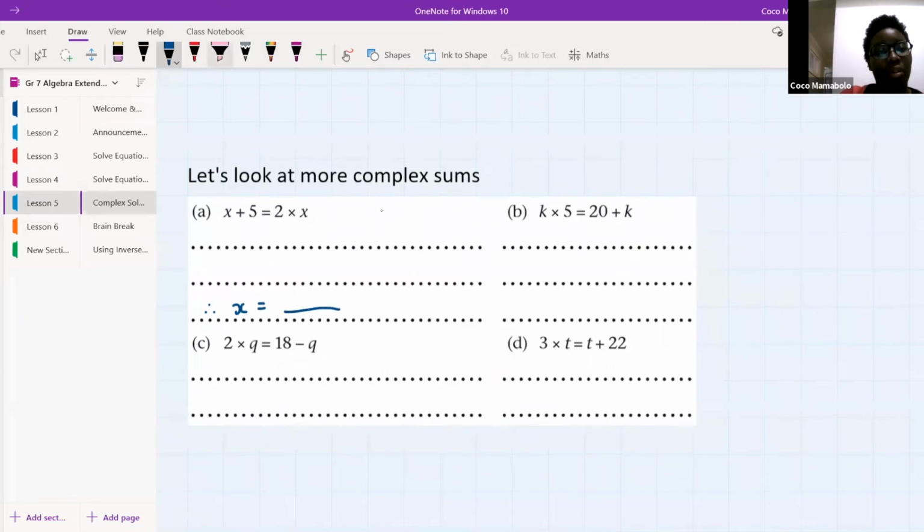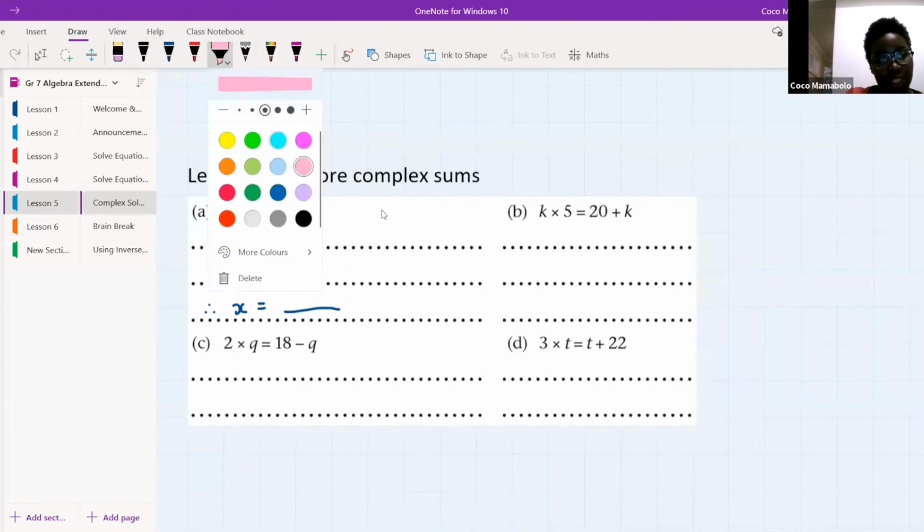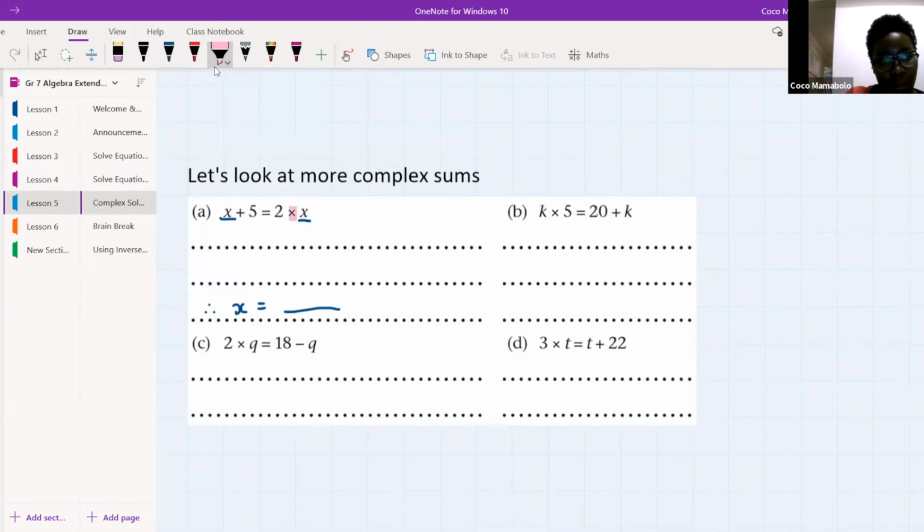But remember, guys, X over here and X over here need to be the same number. But we're also going to notice that on this side over here, we are multiplying by X, and on this side over here, we are adding X. But X needs to be the same number. Who thinks they know what that number is?